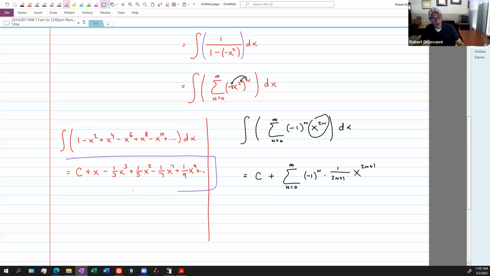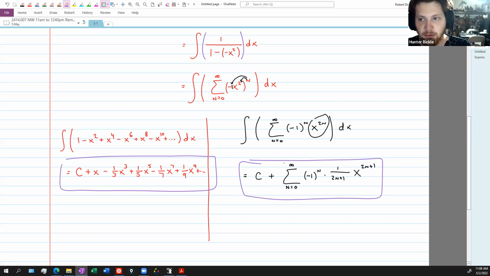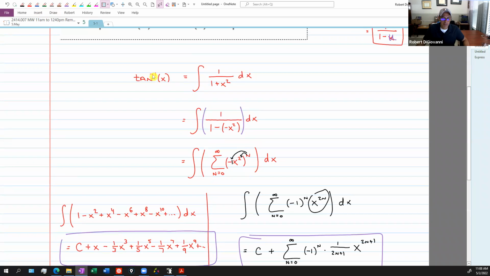What do y'all think? You have any questions about that? Seems good to me. Good. You have to make the connection that the inverse tangent is the antiderivative of this. If you don't make that connection, then you're going to be stuck.